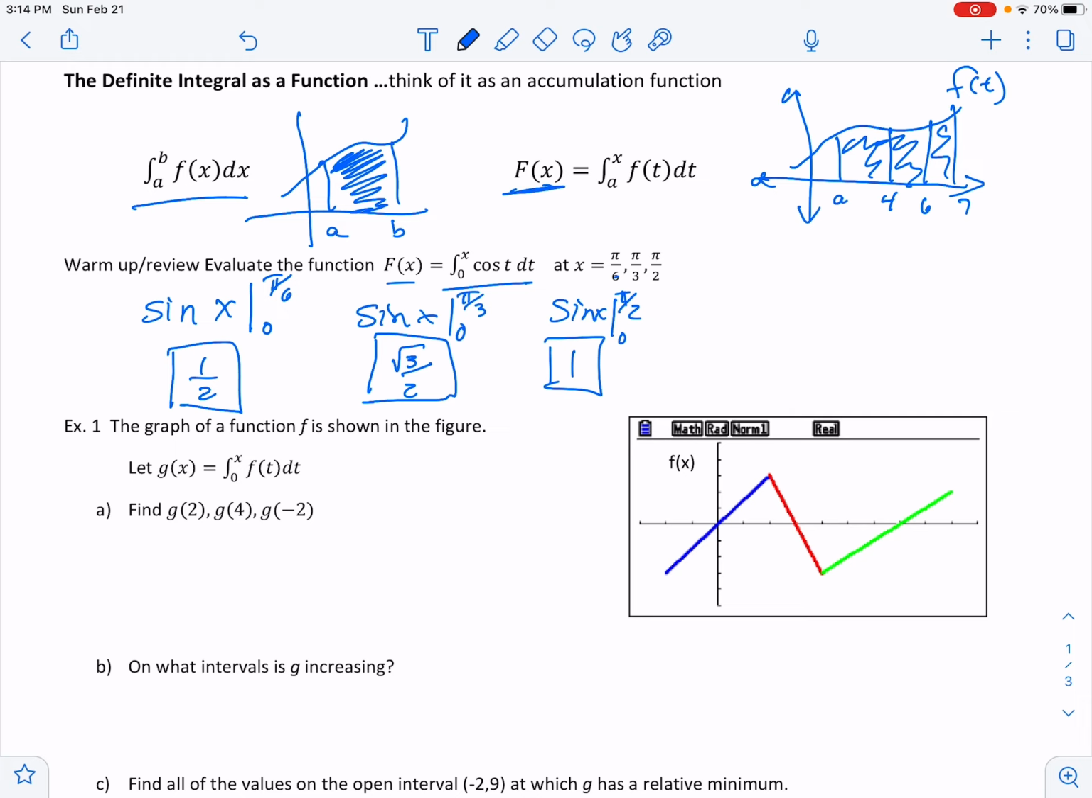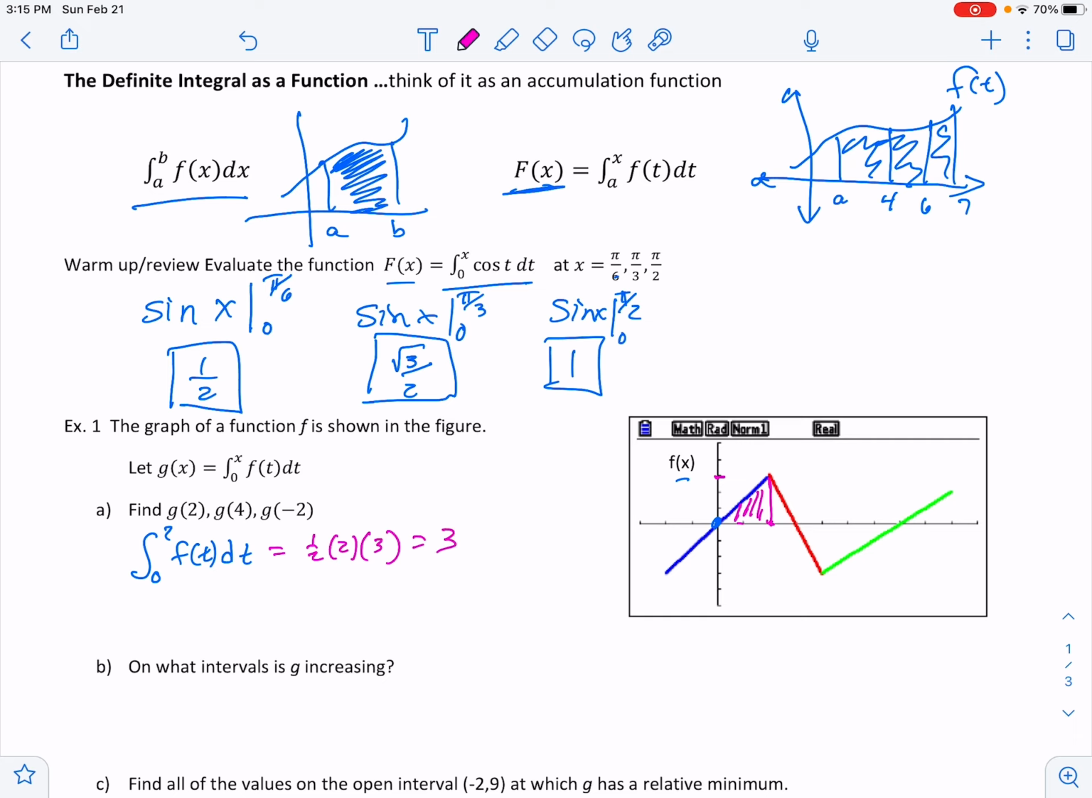Okay, so now we've got the function g of x. It's defined as the integral of f from 0 to x. So if I want to find g of 2, I'm going to integrate from 0 to 2 of f of t dt. So I start here, I integrate over to 2, and it's that area. Well, this is 2 and that's 3, so be careful. 1/2 times 2 times 3, which is 3.